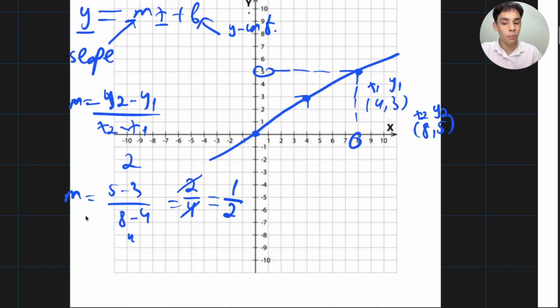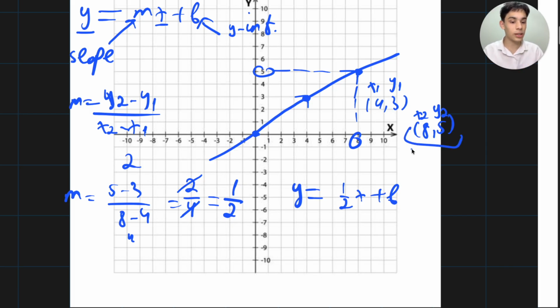But for now, because we found our m, I can actually rewrite my function. It will be 1 over 2x plus b. Now, I can use the same method that I told you in the beginning. Let's take this coordinate. When I plug in 8 instead of x, I'm supposed to get 5 for y. Let's do it. So y equals 1 over 2 multiplied by 8, I'm plugging in 8 for x, plus b. And y is 5, right? It's supposed to equal 5.